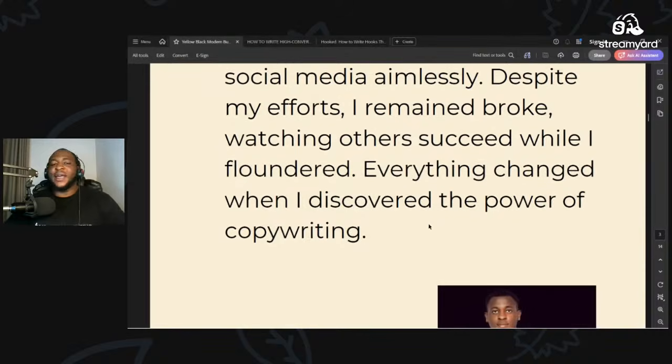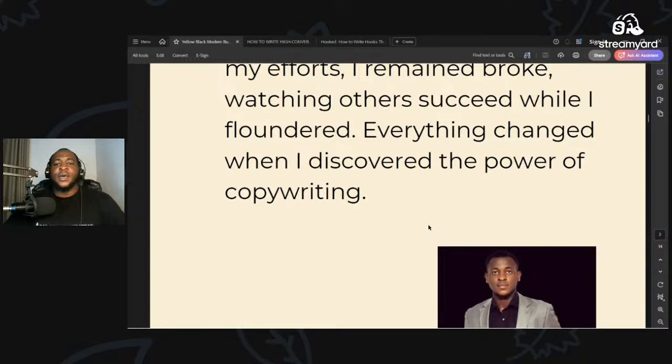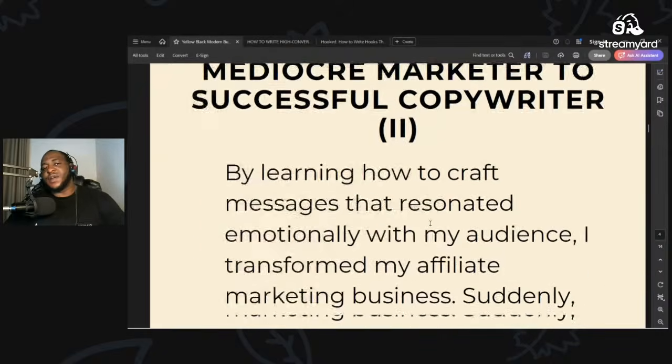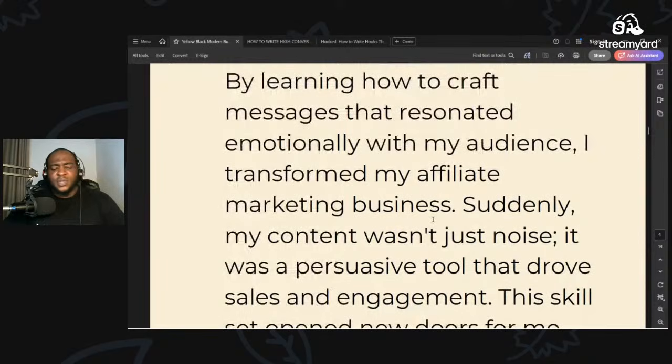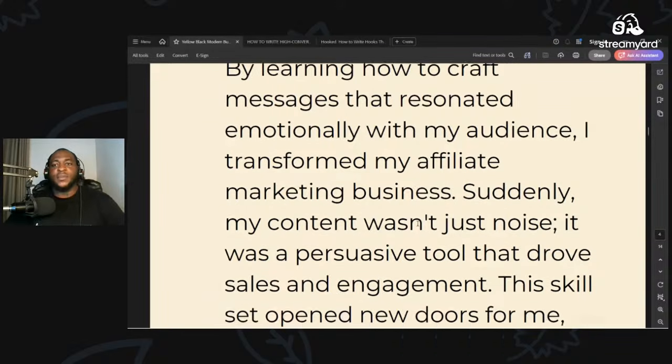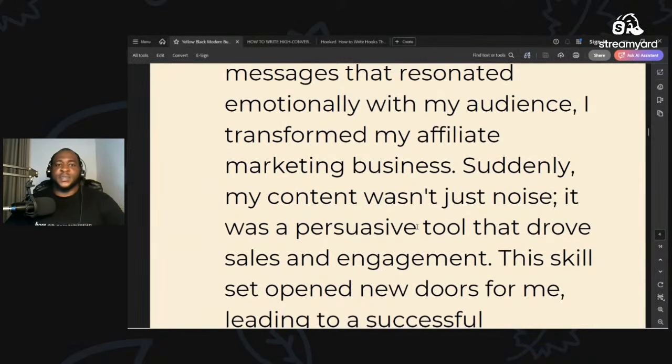Everything changed when I discovered the power of copywriting. Before, I used to just do things very, very mildly online. I used to just wake up in the morning, create content, give a lot of motivational content. The truth is that motivation will not sell online. What sells is when you can attract people, when you can heavily compel people to take action. And by learning how to craft copywriting, write messages online, it resonated emotionally with my audience. And I transformed my affiliate marketing business.